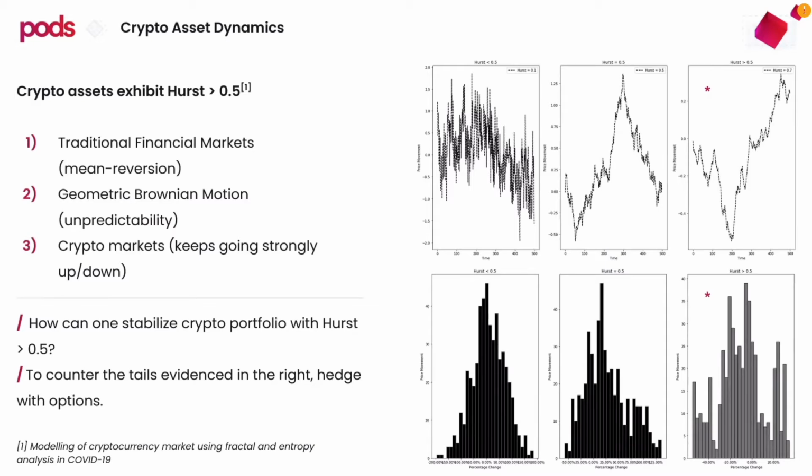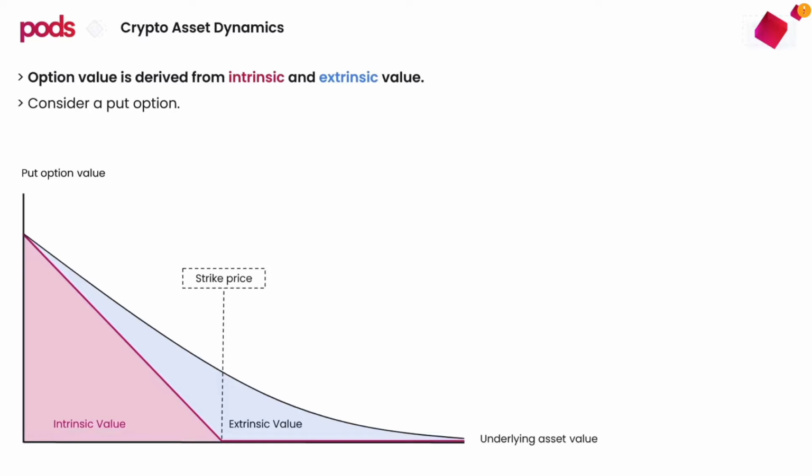One of the things you can do is use options to hedge such a stochastic process. For those of you who are unaware, I will quickly give an idea of the value of an option. A put option gains value when something declines in price. For example, if Ethereum declines in price, goes further to the left, a put option would rise in value.